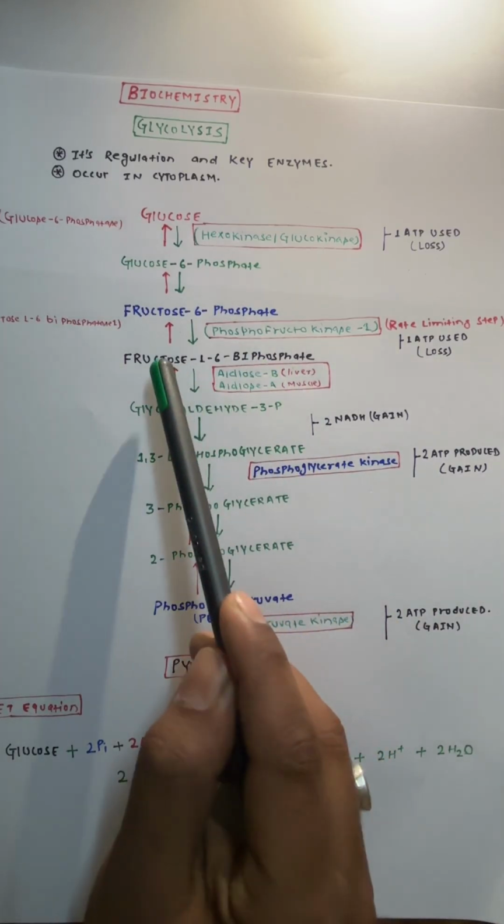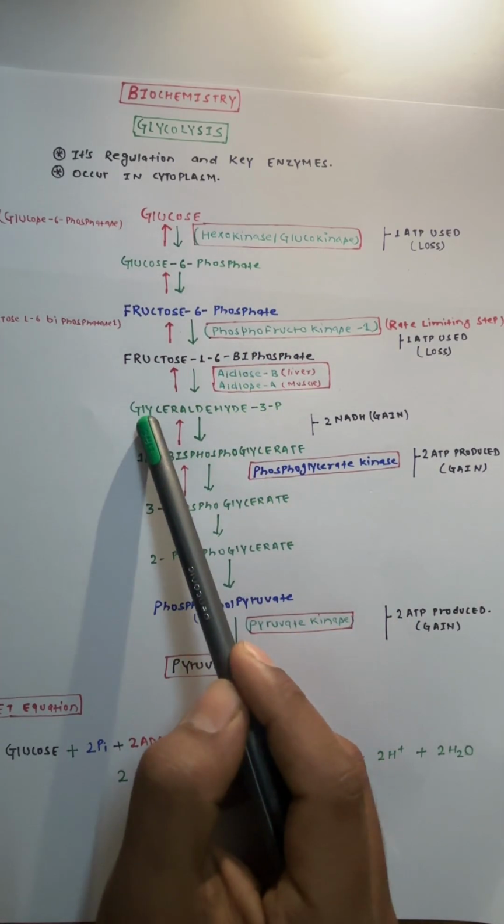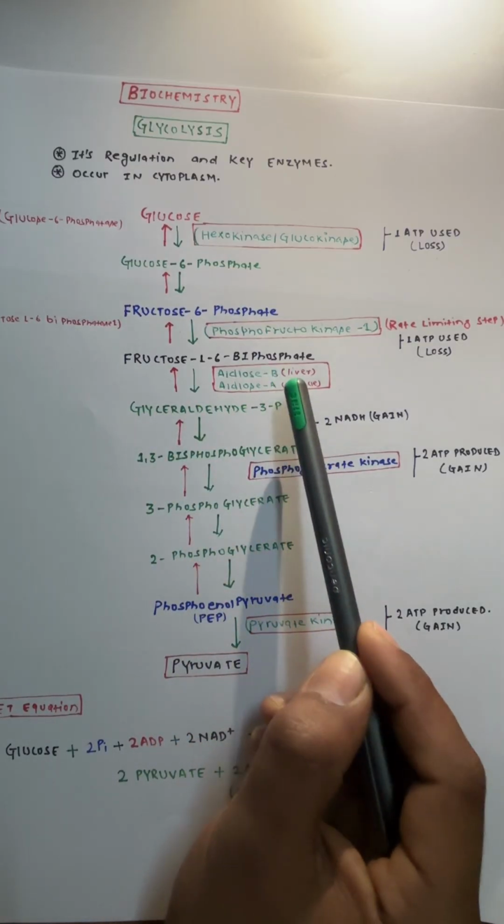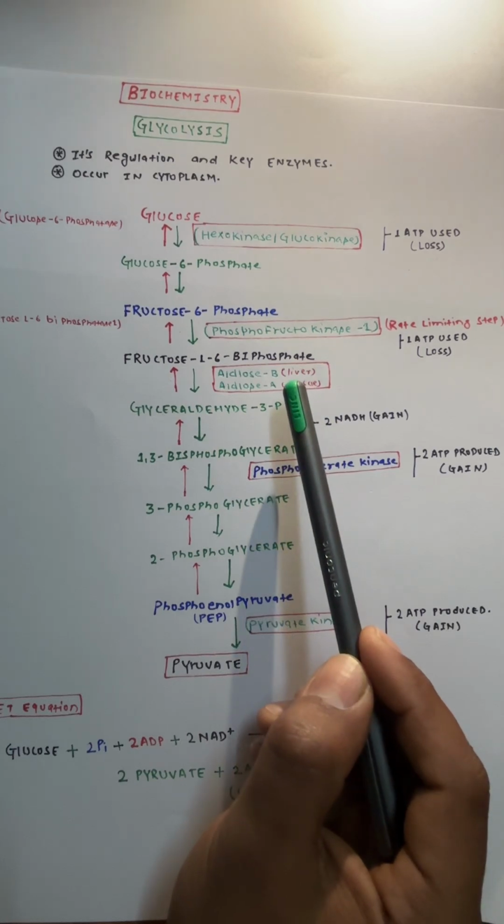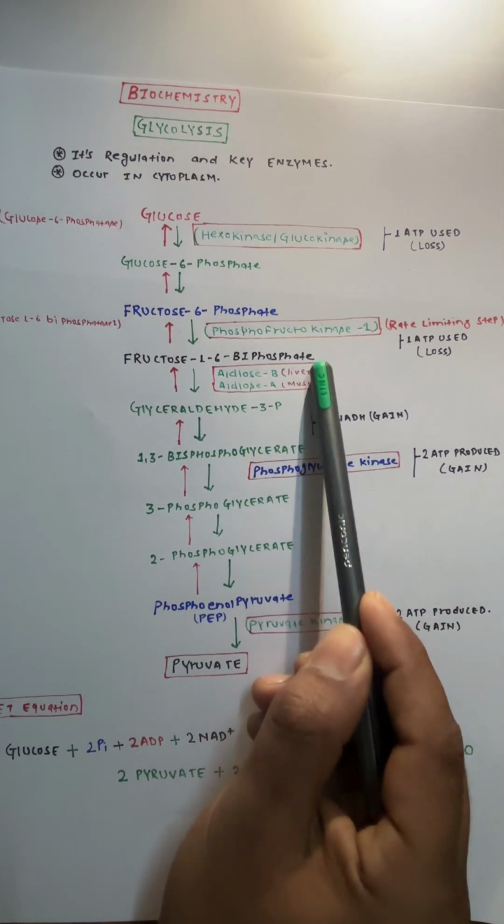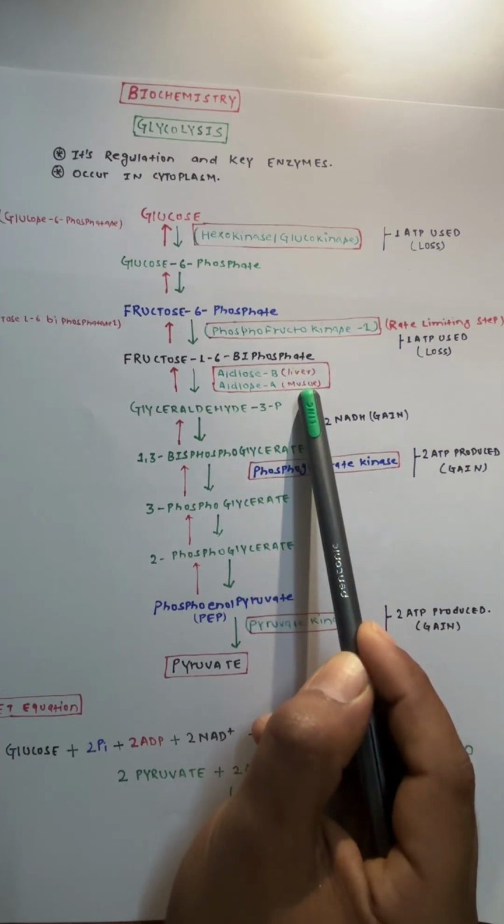Now the next step is fructose 1,6-bisphosphate getting converted to glyceraldehyde 3-phosphate. In this step we are using the enzyme aldolase. We use aldolase B in the liver and aldolase A in muscle.